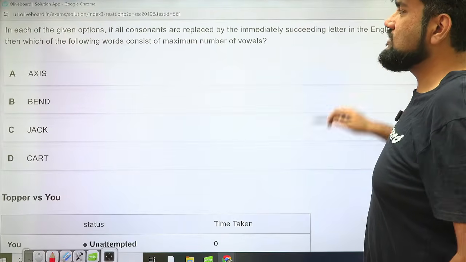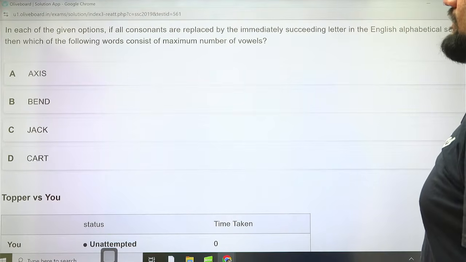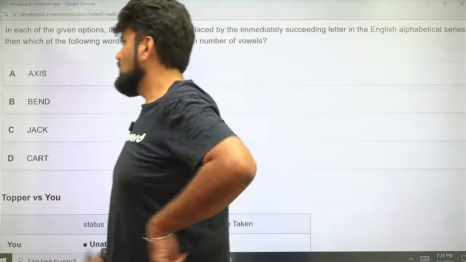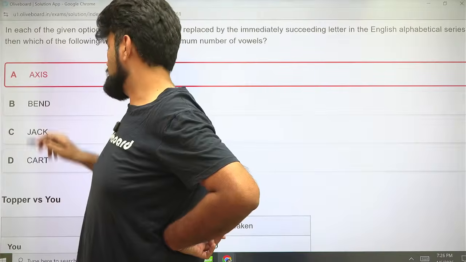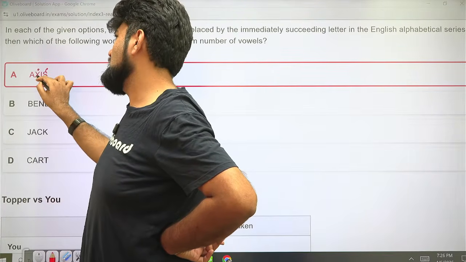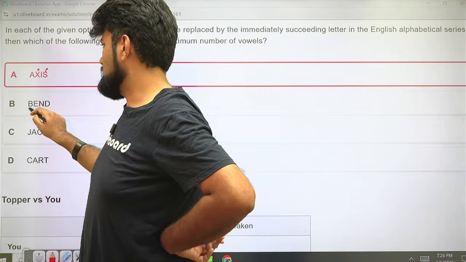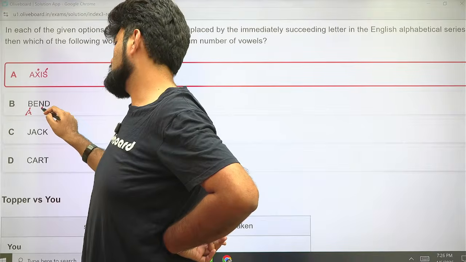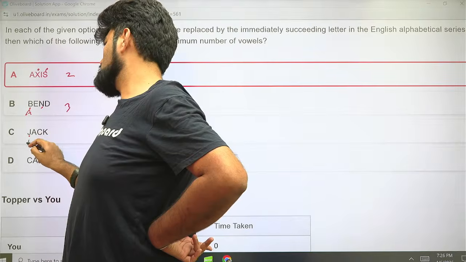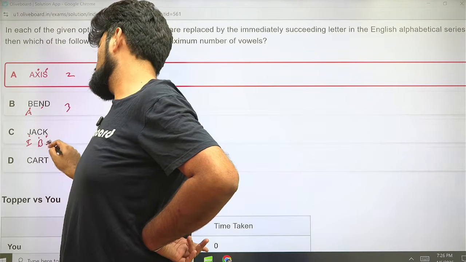In each of the given options, if all consonants are replaced by the immediately succeeding letter in the English alphabetical series, all the consonants, then which of the following words will consist of the maximum number of vowels? So vowels are left as they are. Only the consonants are shifted once. Oops, only the consonants are shifted one step behind. So this is 23, useless. This is 18, useless. This is 1 and this is 13. So we have 3 vowels here, 2 vowels here, 3 vowels here. This is I, this is B, this is J.